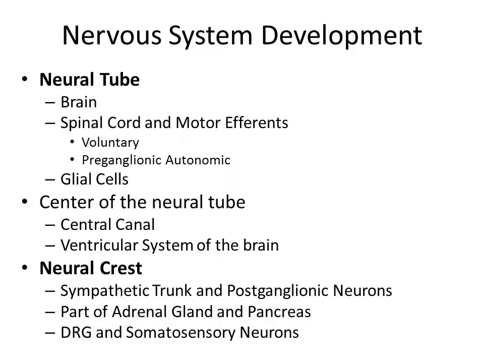the brain. The neural crest cells, those cells that were pinched off to the sides, will become our sympathetic trunk and the postganglionic autonomic neurons. They'll also form part of the adrenal gland and pancreas. And they'll form our dorsal root ganglion and somatosensory neurons.